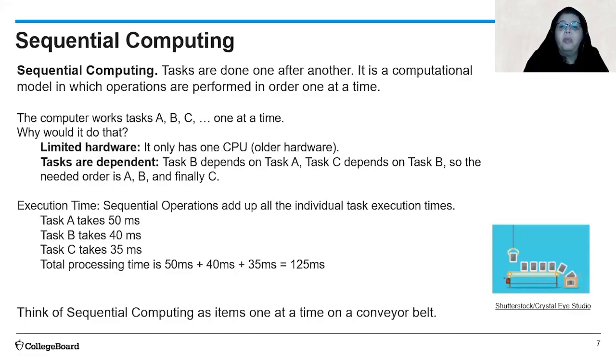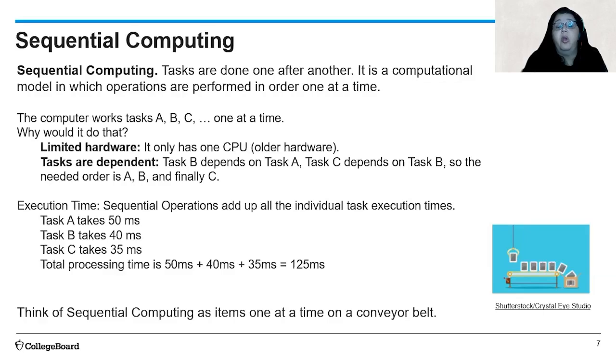So, one of the techniques of doing this is called sequential computing. Sequential computing is taking on the tasks like a factory line. It's one at a time. It's like, let me do A, then let me do B, then let me do C. It's limited hardware. It's probably only on one CPU. It's older hardware. Tasks are dependent. Like, task A needs to be done because B depends on the results of maybe task A. So that's another reason why we still use sequential computing.